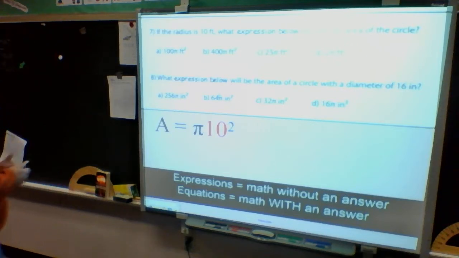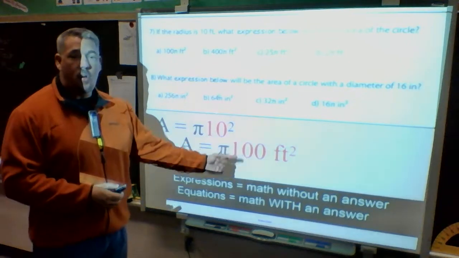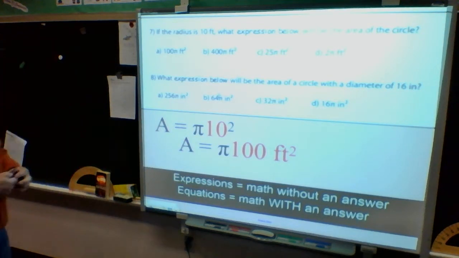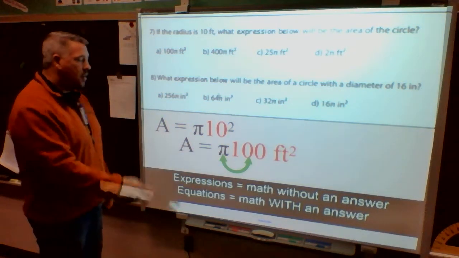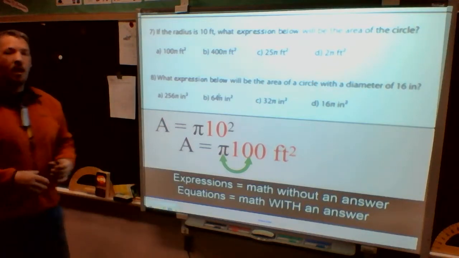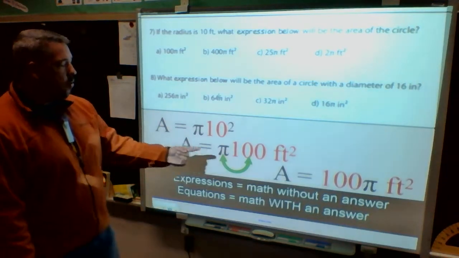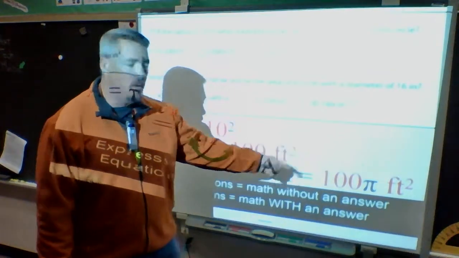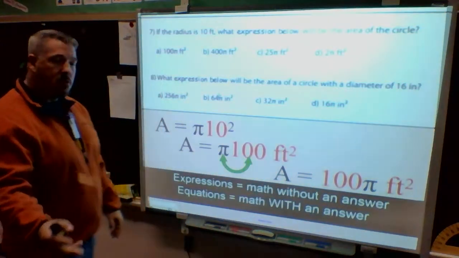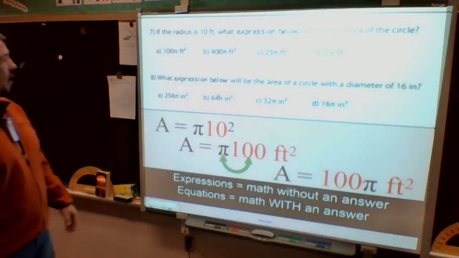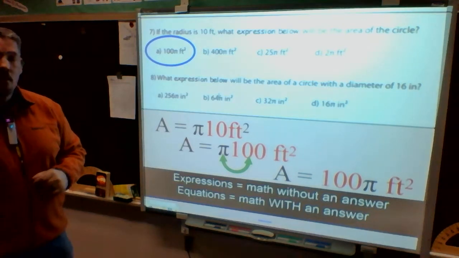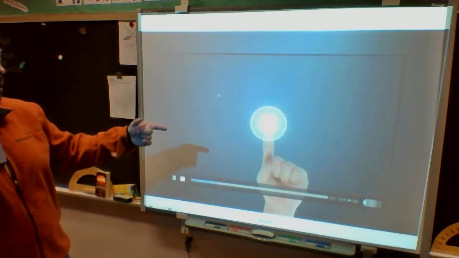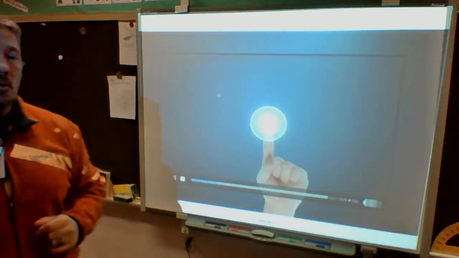Well, what is 10 squared? Well, 10 squared is the same as having 10 times 10, which is 100. So now that associative property tells me I can switch those two numbers. Doesn't matter that that's a symbol or not, but I can switch those and be in any order that I want. So when I switch those two orders, I see that the area is equal to 100 times pi with an answer label of square feet. And when I look at the options that they've given me, A is my correct answer. So now I want you to pause the video and I want you to do number 8 on your own, and we'll see what we got.